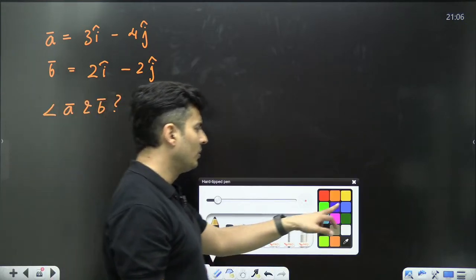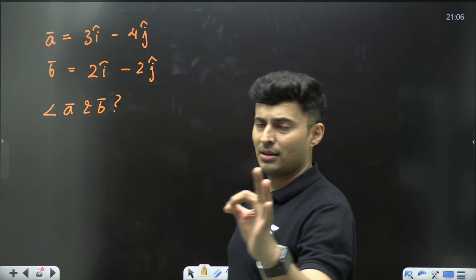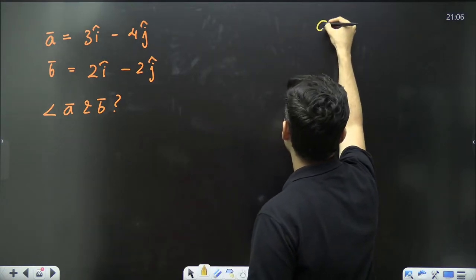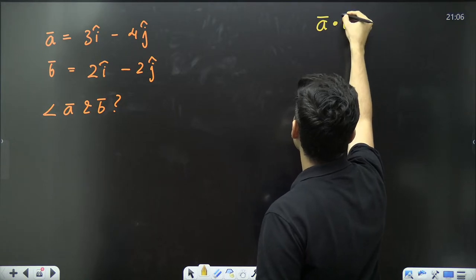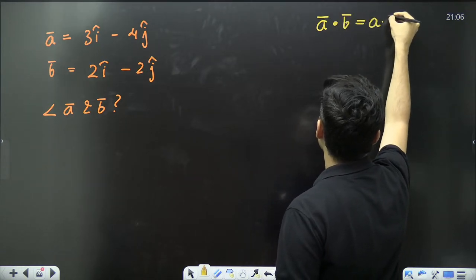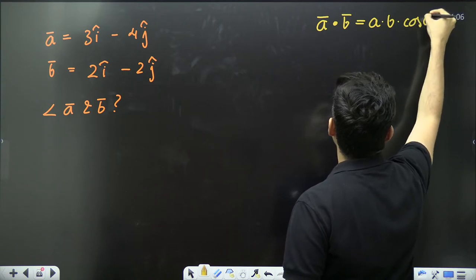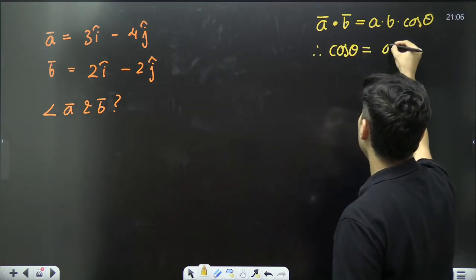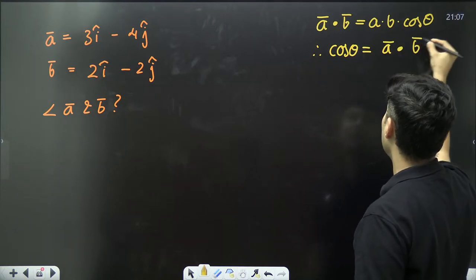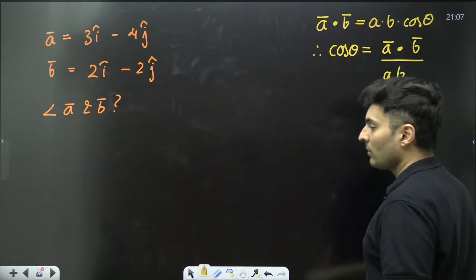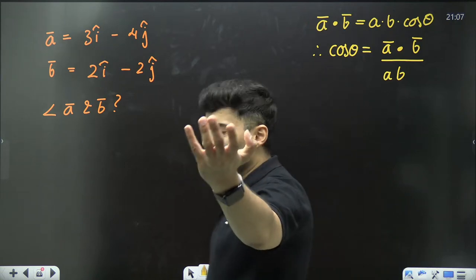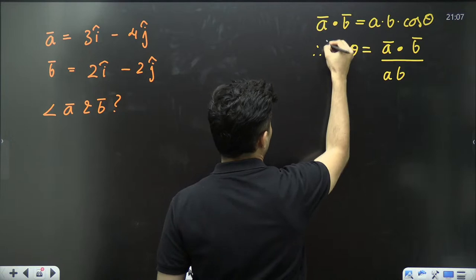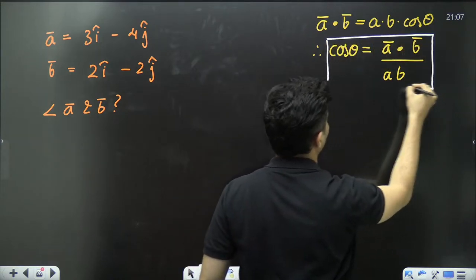So what you need to do is go by the pure definition of dot product. What is the definition of dot product? It is A dot B is AB cos theta. Therefore, cos theta will be A dot B divided by AB. Some legendary students, after looking at this formula, which I have just derived and pasted over here, guys.